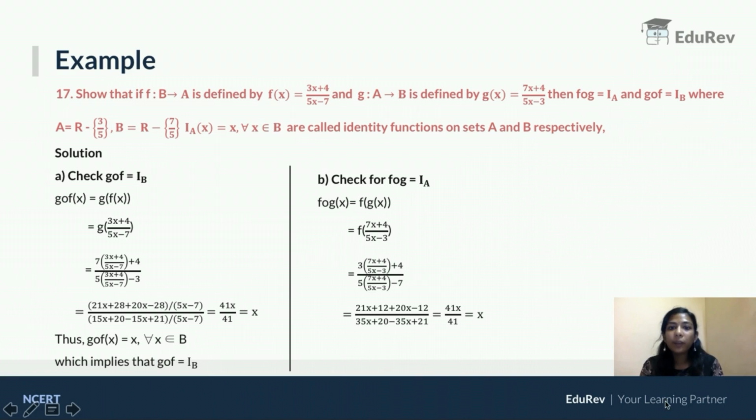But x is from the set A. Why? G is from A to B and f is from B to A means f circle G will be simply from A to A. And the function is an identity function under A. So that means I can conclude f circle G is equal to I of A or IA, the identity function. I hope it is clear. I'm moving on to the next slide.